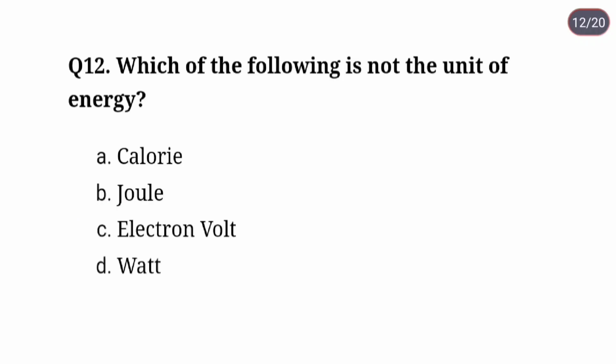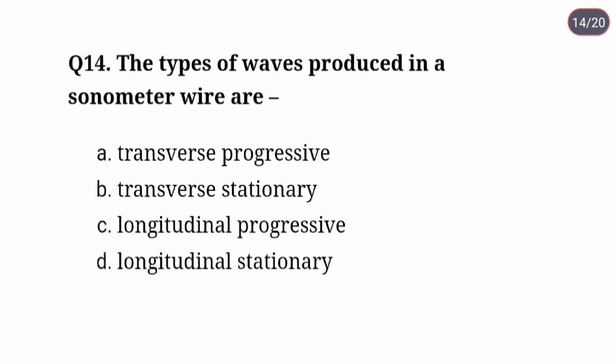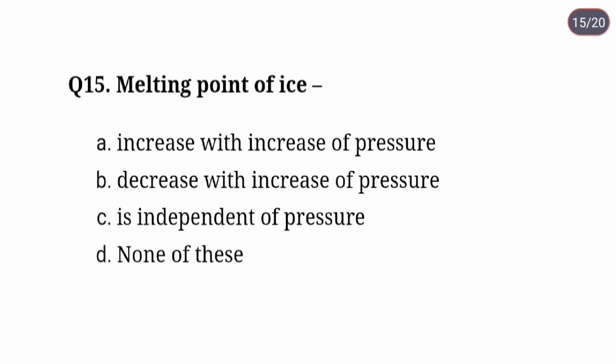Which of the following is not the unit of energy? Watt. Beats occur because of interference. The types of waves produced in a sonometer wire are transverse stationary. Melting point of ice decrease with increase of pressure.